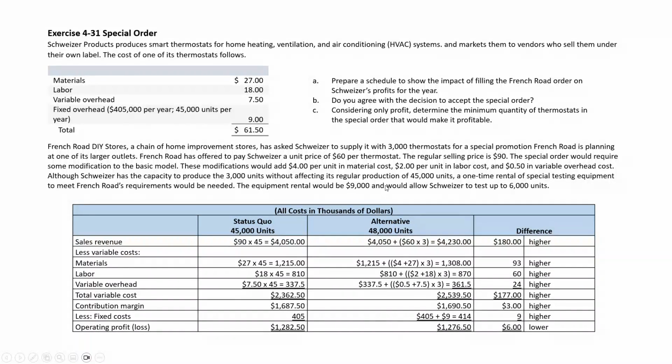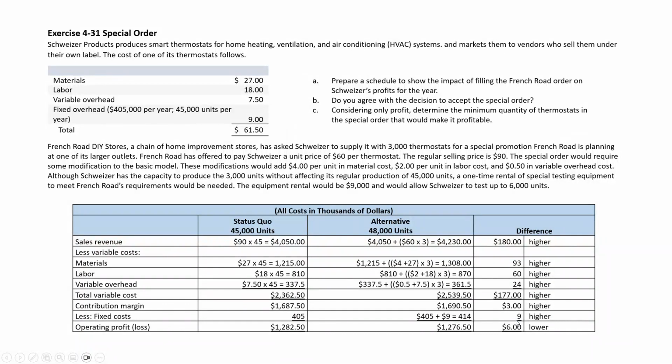And we normally wouldn't have, but this customer is wanting some modifications, and to get those modifications, we're going to have to rent $9,000 extra in fixed costs and equipment. So our original fixed cost is going to be, they list here $405,000 per year. Again, drop those last zeros, add that 9 or 9,000 onto it, and it'd be 414 or 414,000.